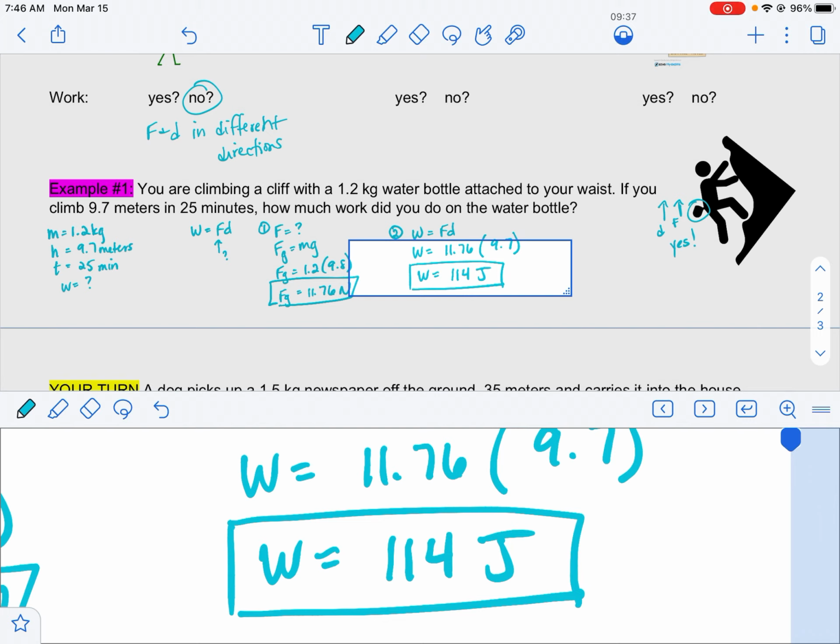So notice I didn't use the time. Do we care about the time? Do I want to know how fast I climbed this cliff? No, I really don't. I just need to know how much force I used and how far I went.